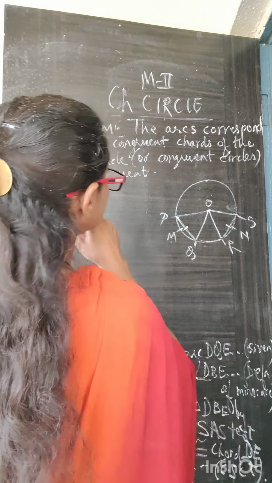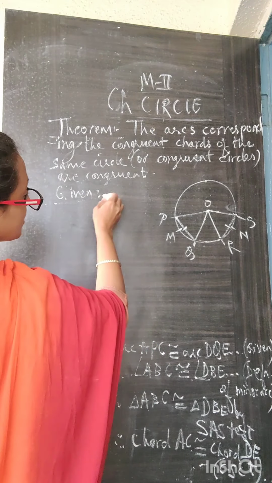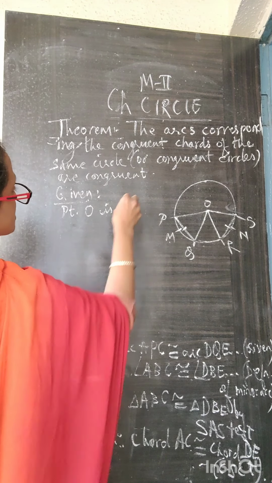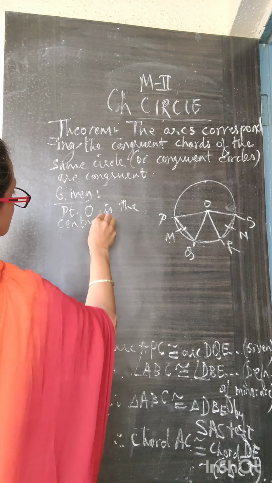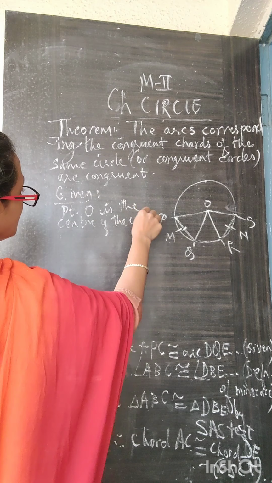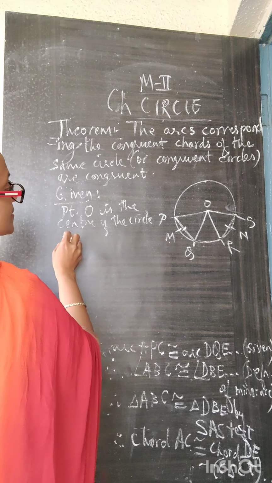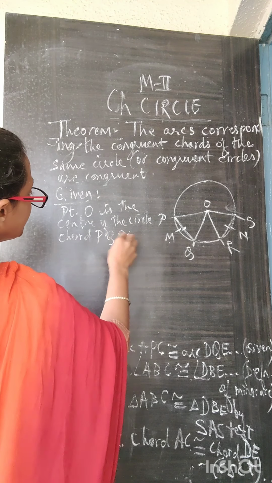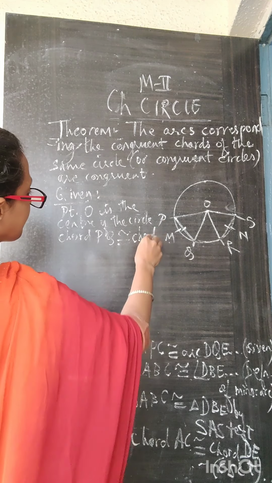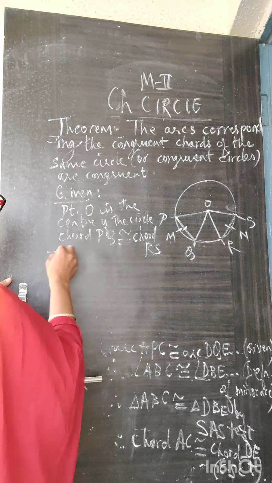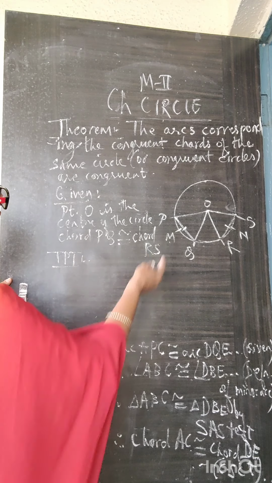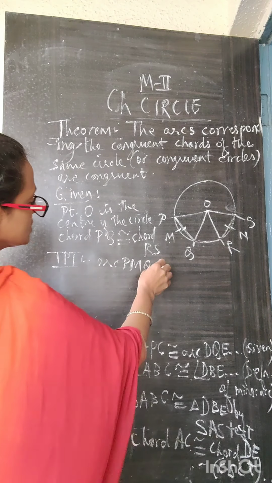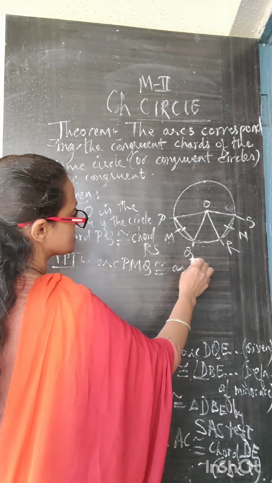What is the center of the circle? Point O is the center of the circle. We can write that down first. And here chord PQ is already given, chord PQ is congruent to chord RS. Now what do we have to prove? I have to prove that arc PMQ is congruent to arc RNS.